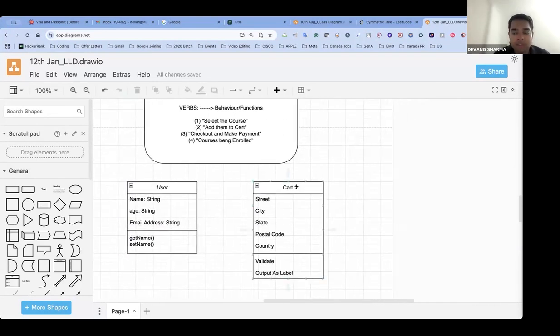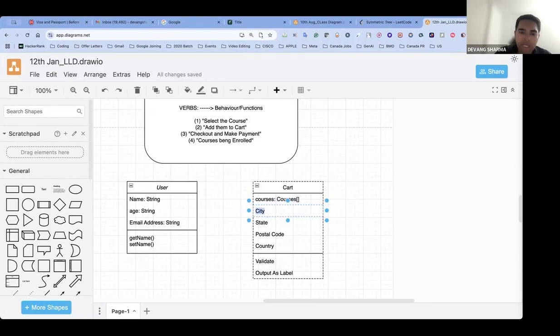Similarly, if I talk about other things, for example, in case of cart, what would I have in my cart? Let's try to understand that. My cart would contain courses, which is going to be an array of courses. So courses will be another class. My cart will contain courses, which will be of the type array of courses. Everyone agrees with this, yes or no? Come on, guys, quickly in the chat. Everyone agrees with this. Okay.